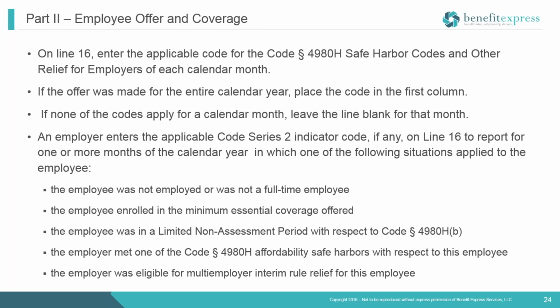The employee was not employed. The employee enrolled in minimal essential coverage offered. The employee was in a limited non-assessment period, which means a waiting period or a measurement period. The employee met one of the affordability safe harbors, or the employer was eligible for the multi-employer interim rule. So all these things are reported in line 16. That's what makes it complicated. So let's look at each code.